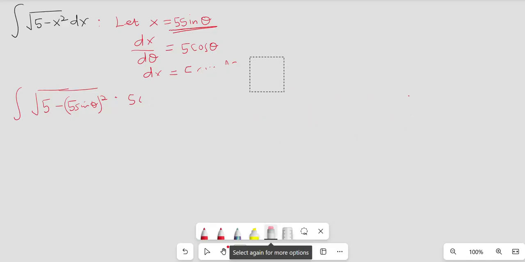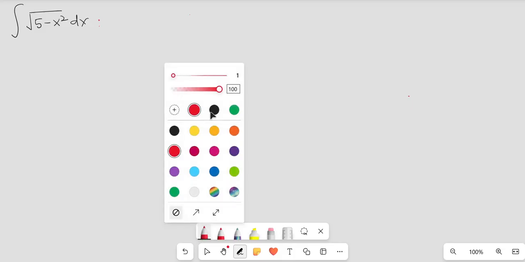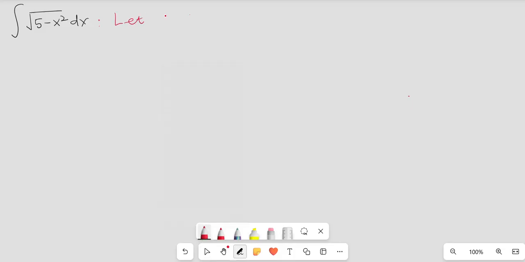How do you fix that? Well, let's fix that. Instead of letting x be equal to 5 sine theta, we can let x equal the square root of 5 sine theta, and hope for the best. I think this will work out nicely. Now dx, d theta is equal to the square root of 5 cosine theta, implying dx is equal to the square root of 5 cosine theta d theta.